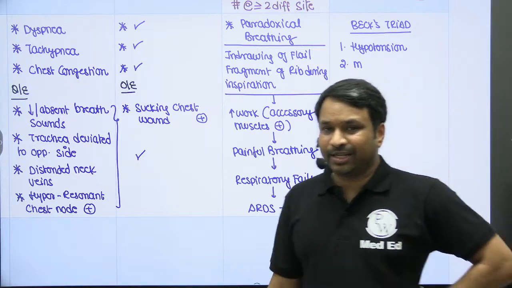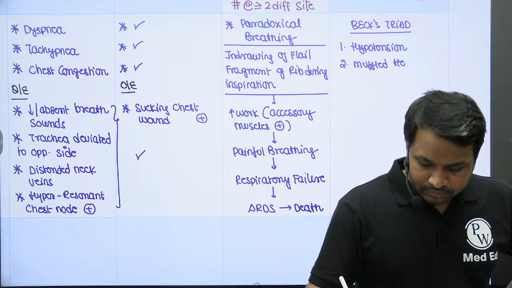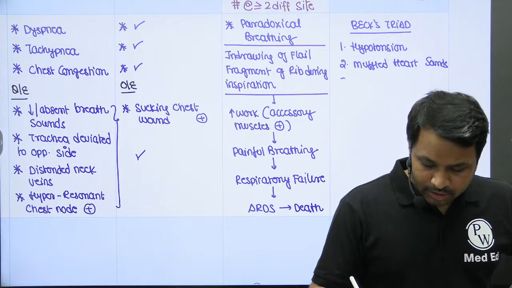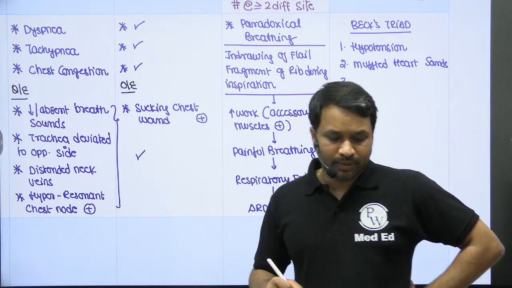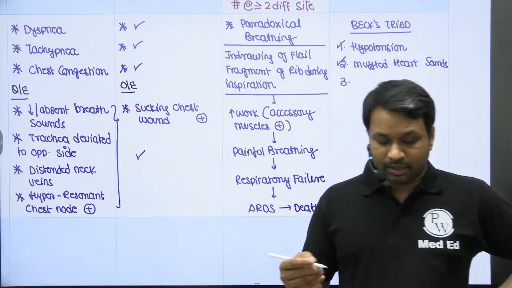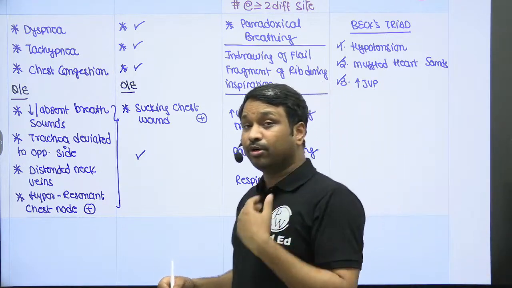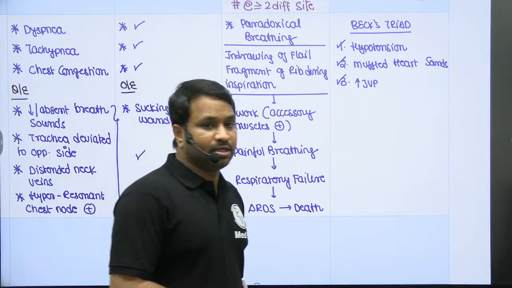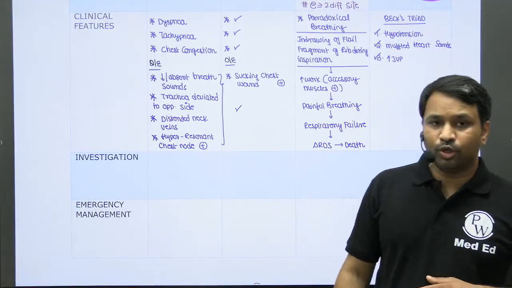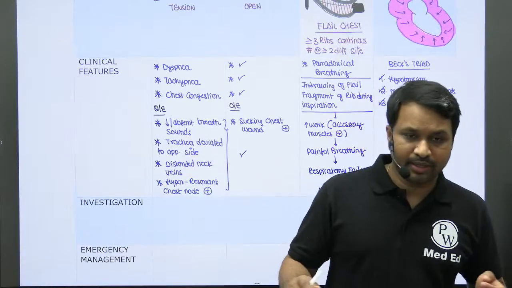So here, because the intensity of the heart valves is decreasing, it will result in muffled heart sounds. And the third one that you have: you have the hypotension, you have the muffled heart sounds, and the third finding is going to be raised JVP. That raised JVP is because the blood is not able to fill up into the heart, so it starts pooling up, hence there will be raised JVP. That's your Beck's triad. Okay? So this is how you know whether you're dealing with open pneumothorax, tension pneumothorax, pericardial tamponade, or flail chest.